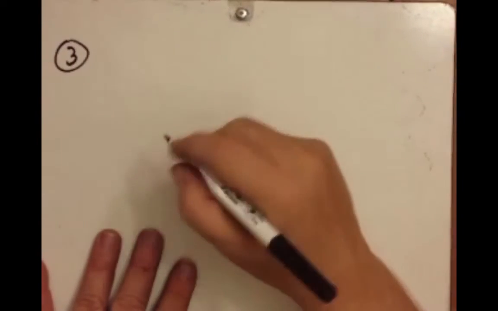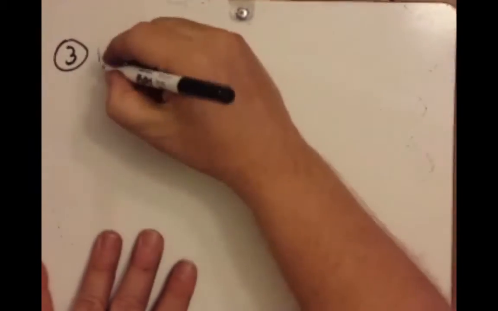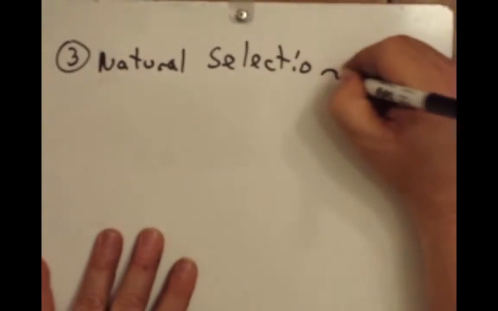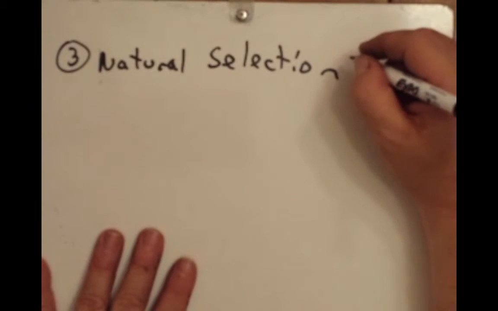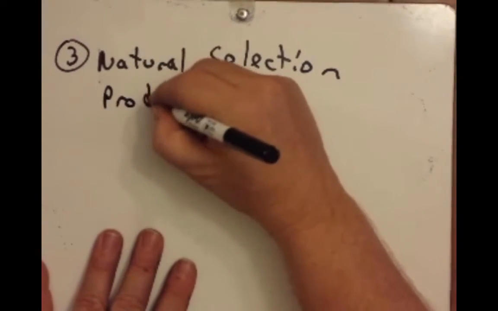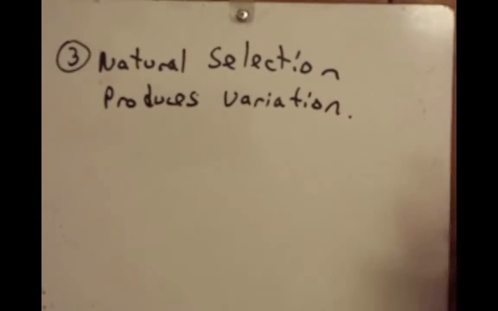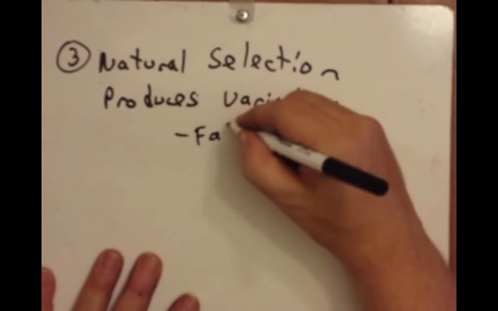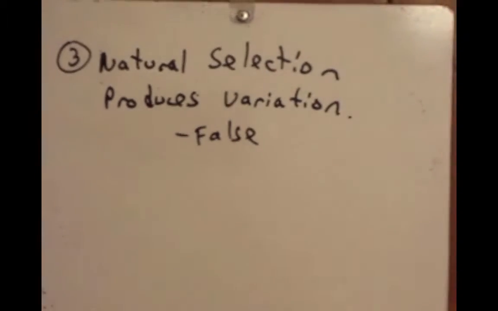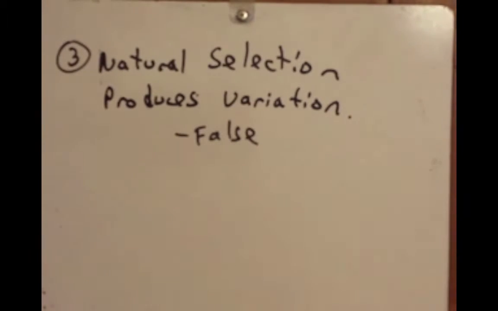The third misconception is that natural selection produces or increases variation. So we'll say produces. This is also false. Natural selection doesn't produce variation. Because there is variation, we can have natural selection.